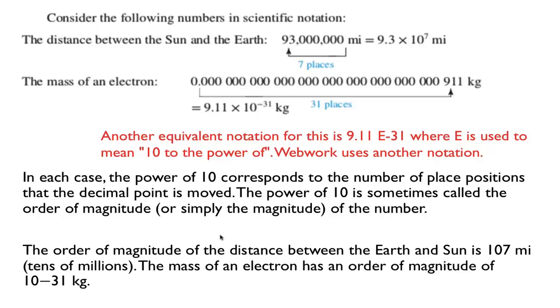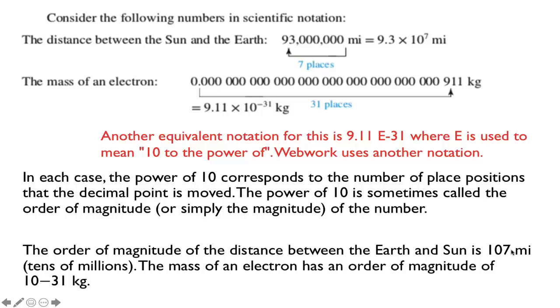Okay, and so in each case, notice that we use a power of 10 to place the decimal at the right place, and so this power of 10 is sometimes called the order of magnitude, or the magnitude of the number. For example, the distance between the Earth and the Sun, which is the first number, we can say the order of magnitude of it is 7, and then the order of magnitude of the mass of an electron is negative 31.